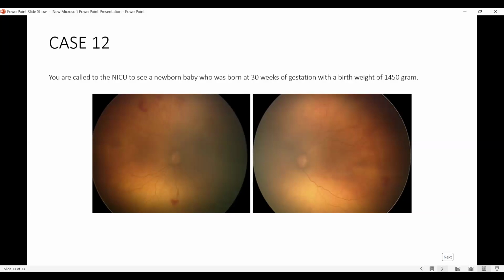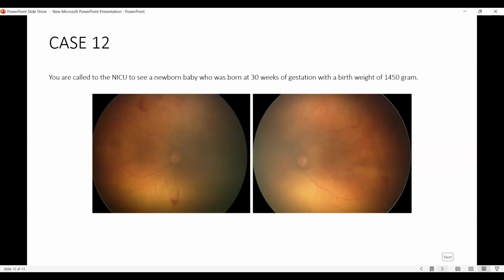This looks like zone 2 retinopathy of prematurity. I am unable to comment on the stage since the photographs are not very clear. There is also significant vascular tortuosity, which suggests that there may be a component of plus disease.